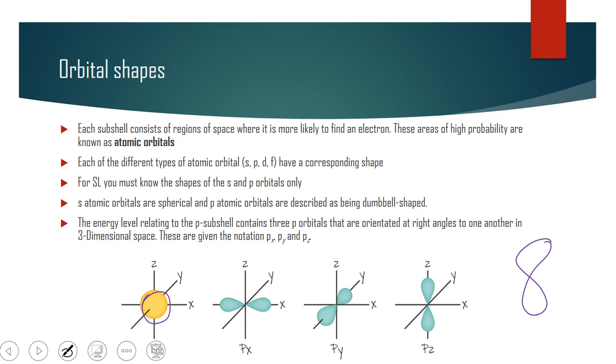It's a dumbbell shape with 2 lobes, and because there are 3 p orbitals, we get one that lies across the x-axis in 3-dimensional space, and we refer to this as the px orbital. We have one that lies across the y-axis in 3-dimensional space, which is the py, and one that lies across the z-axis, the vertical axis, in 3-dimensional space, and we call this the pz. You can imagine these arranged around the center of an atom, putting them around all areas in 3-dimensional space.